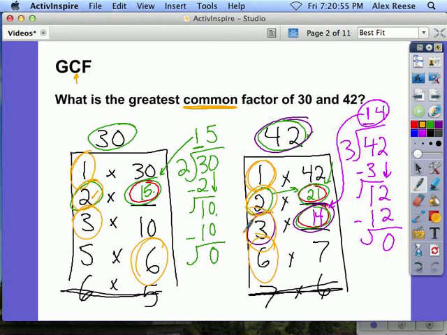Now, of course, I need to find the greatest common factor. So when I'm looking at 1, 2, 3, and 6, I know the greatest is 6. This means that the GCF of 30 and 42 is 6.